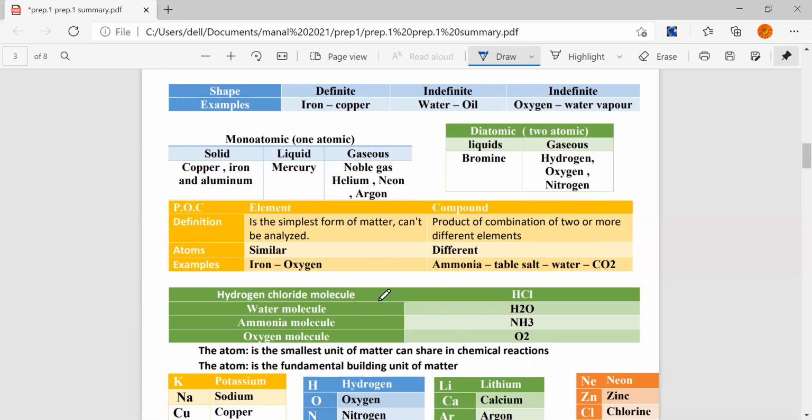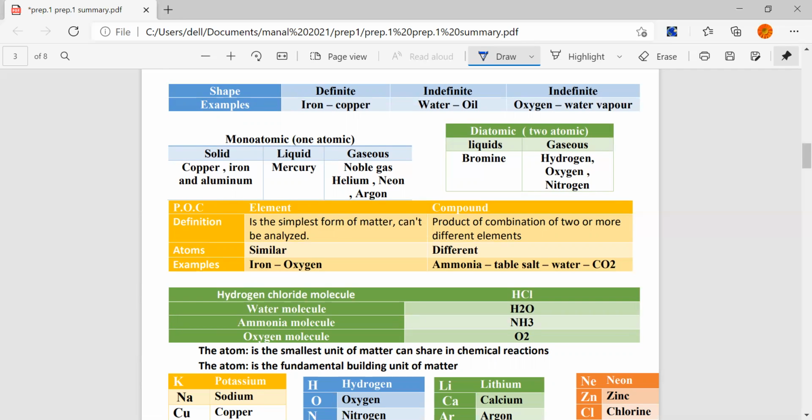So remember, hydrogen chloride molecules consist of two atoms of two elements, one hydrogen atom and one chlorine atom. The water molecule is a compound. It consists of three atoms of two elements, two hydrogen atoms and one oxygen atom. The ammonia molecule is a compound consisting of four atoms of two elements, one nitrogen atom and three hydrogen atoms. The oxygen molecule is an element because its atoms are similar. It consists of two oxygen atoms.